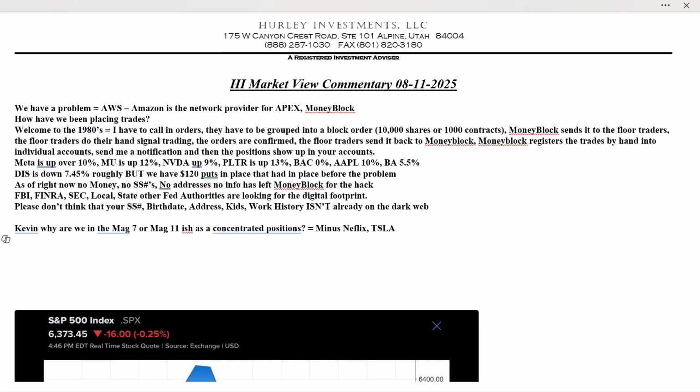Okay, anyone can answer this. Why are we concentrated in the MAG 7s or the MAG 11-ish, some of those ones that are around those positions? Because that is where the fire is burning. I love that answer. Anyone else, though? Why are we concentrated in those positions for our portfolios? Love it, because that's where the money making is. Correct.